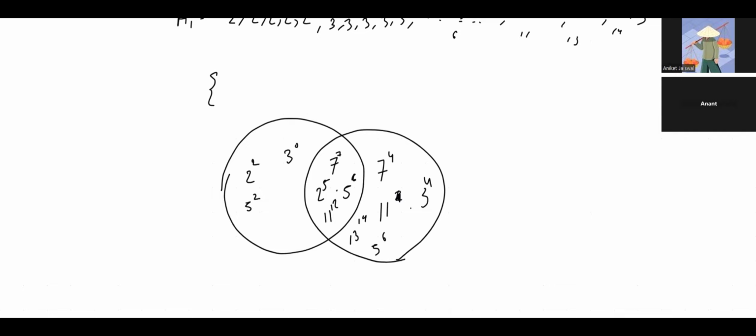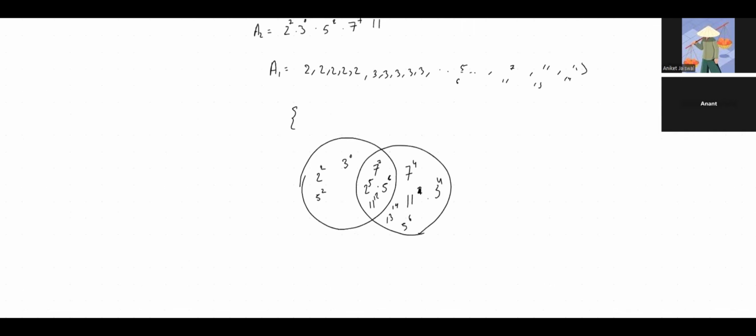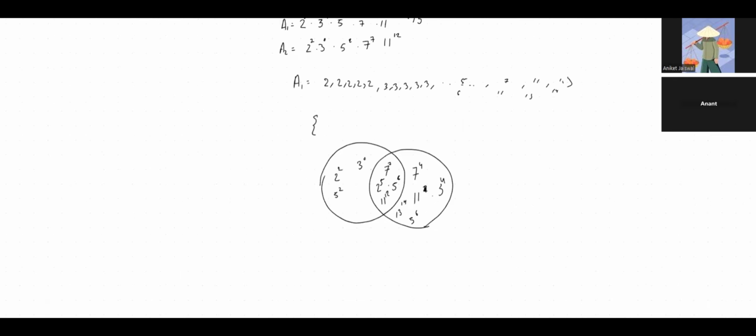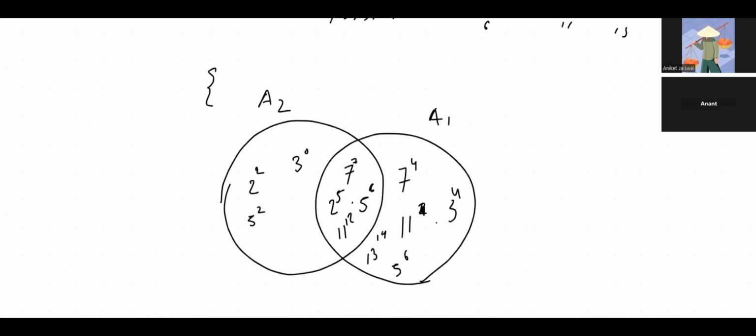Yeah, like you have listed all the divisors for A1, A2 in two sets, and in the intersection part, we have all the common divisors of A1 and A2.